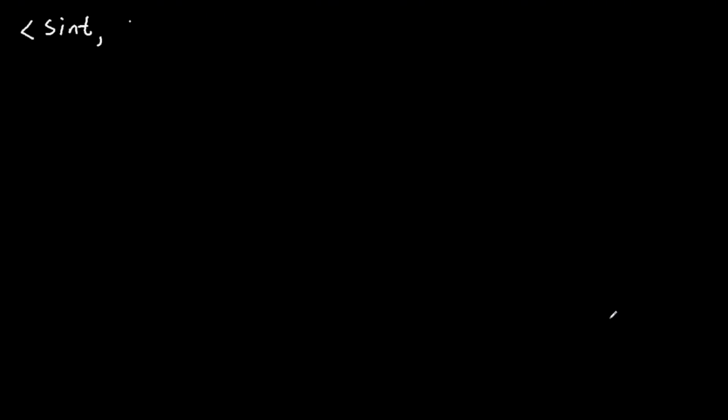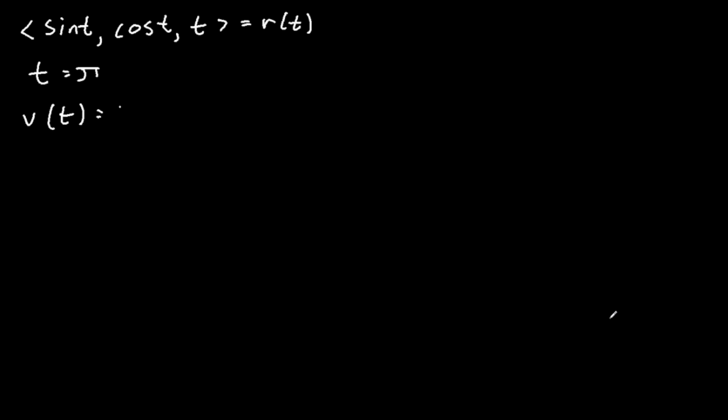Let's use sine of t, cosine of t, and t. This is a classic spiral for space curves, and this will be our r of t. And we're going to find the tangent line at pi. So what do we do here? Let's find the velocity equation.